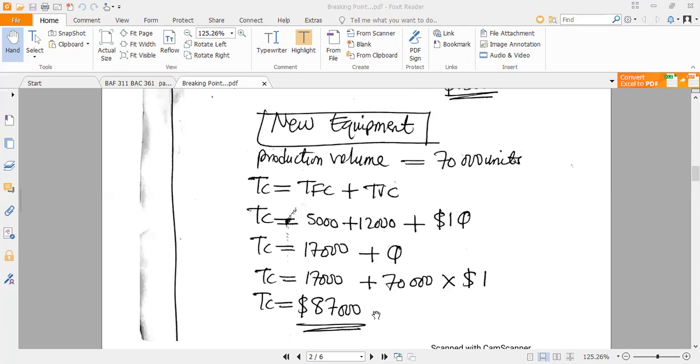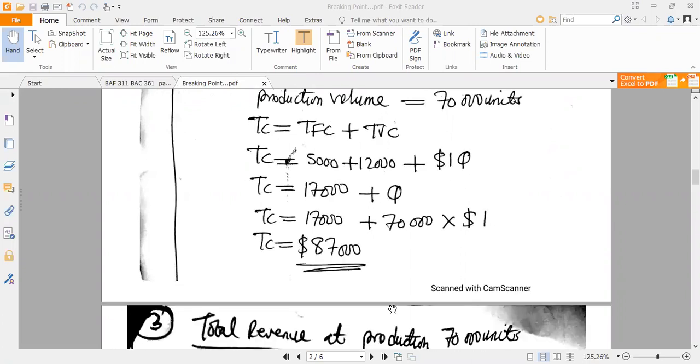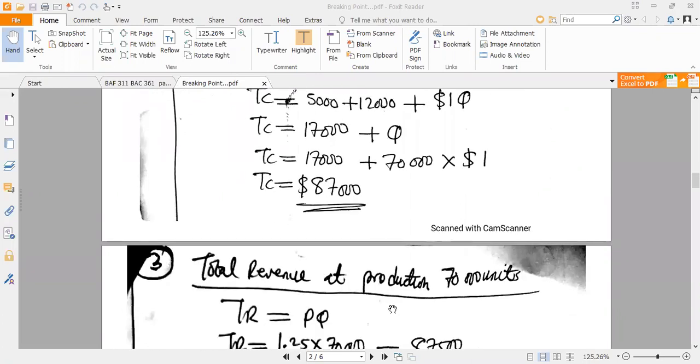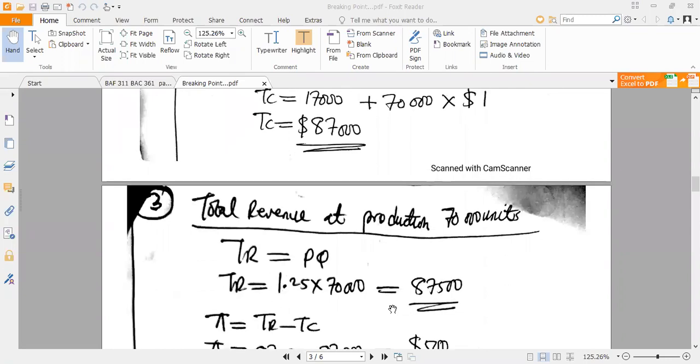Now, after that, you are able to see that this project revenue, at this production of 70,000 units, will be price multiplied by quantity. So the selling price is 1.25 multiplied by 70,000, which gives us 87,500.